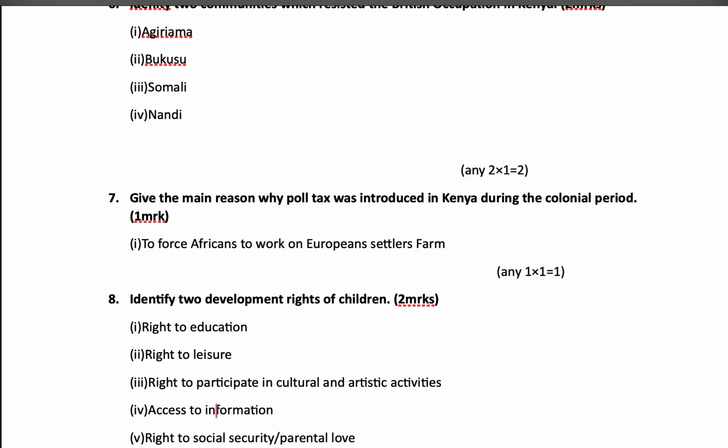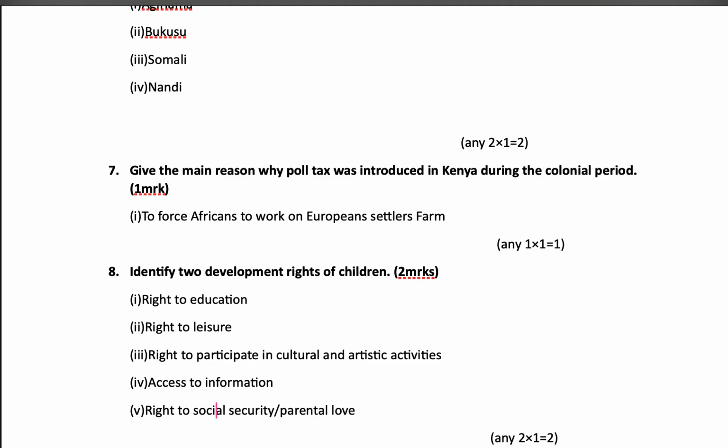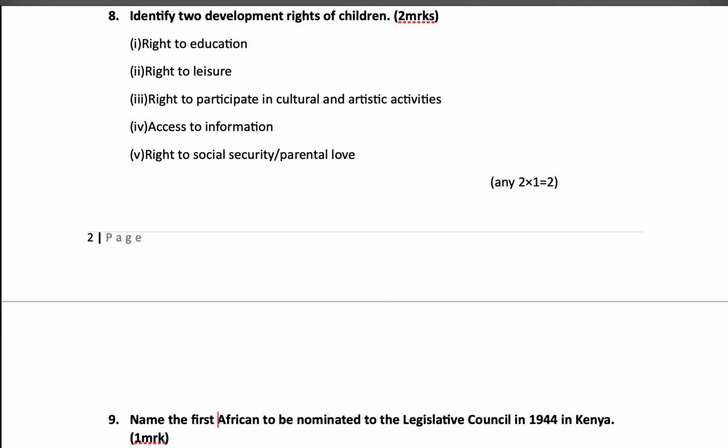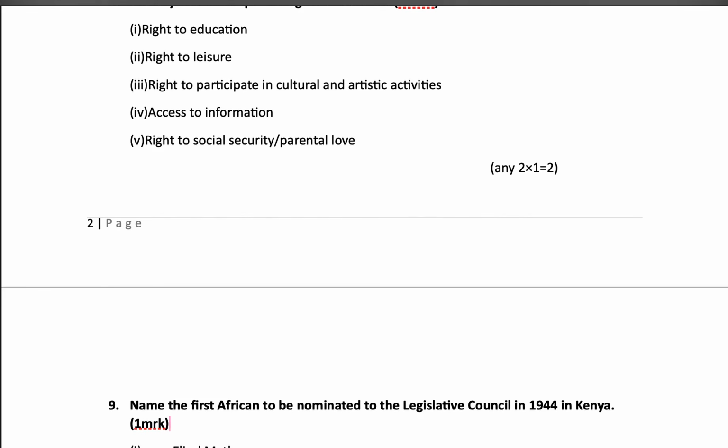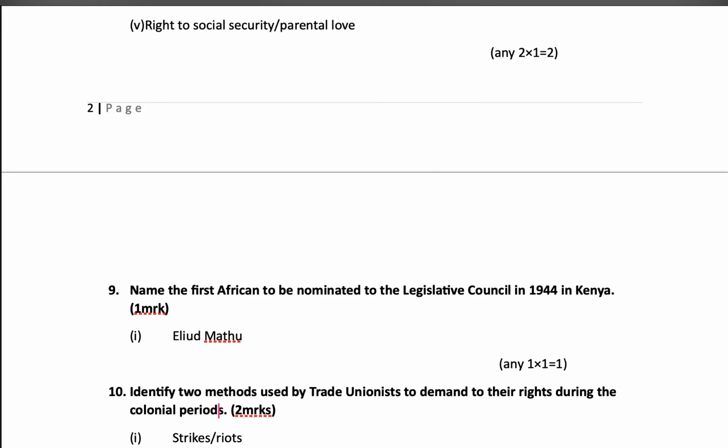Question 7. Give the main reasons why poll tax was introduced in Kenya during the colonial period. To force Africans to work on European settlers' farms. Question 8. Identify two development rights of children. Right to education, right to leisure, right to participate in cultural and artistic activities, access to information, right to social security or right to parental love.